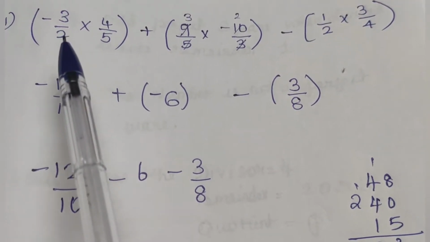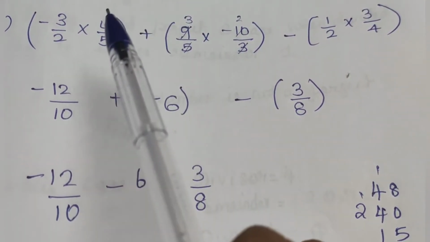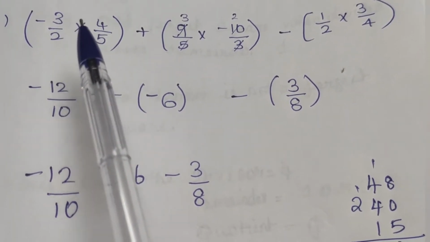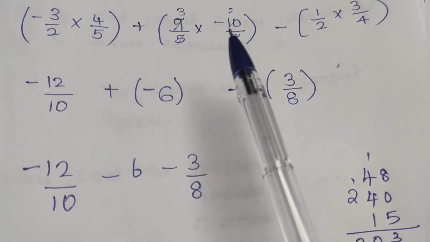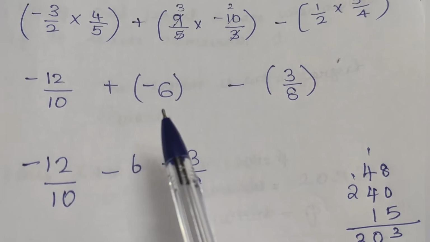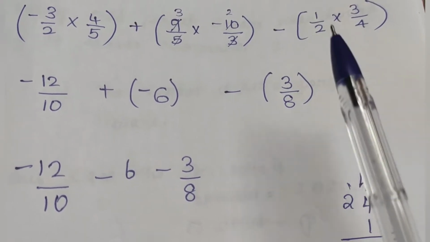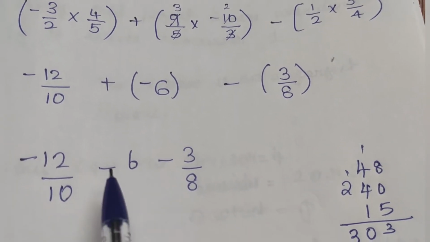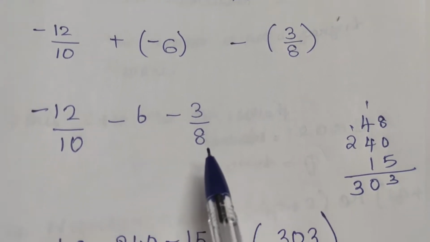Listen here. Minus 3 by 2 into 4 by 5. I can cancel: 2 goes in 4 2 times. Or I have just multiplied: 3 4s are minus 12, 2 5s are 10. Plus 5 goes in minus 10 2 times, 3 goes in 9 3 times, 3 into minus 2, minus 6. Minus 1 by 2 into 3 by 4, I can't cancel anything, so I multiply 1 into 3, 3 by 8. So I get here minus 12 by 10, plus into minus 6, minus 3 by 8.